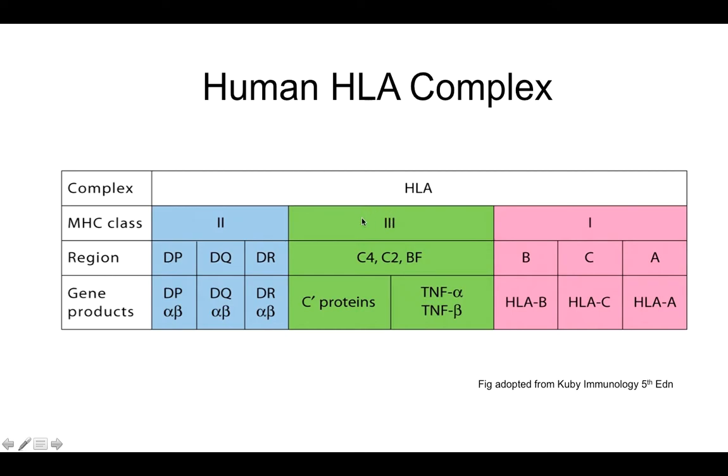The class 3 genes are the genes that are not glycoproteins, but they encode for the C4 and the C2 proteins of the complement system, as well as the factor B of the complement system. In addition to this, the products like the tumor necrosis factors alpha and beta are also encoded by the HLA complex.